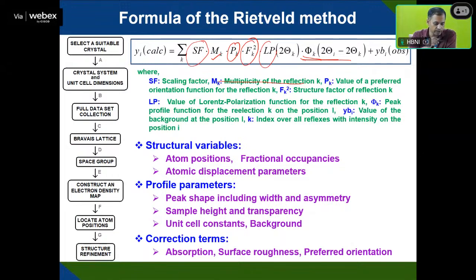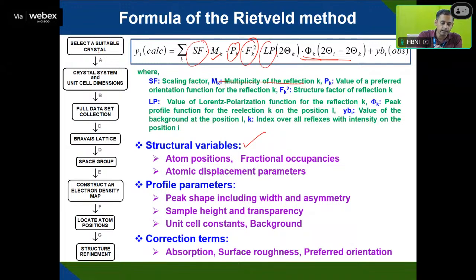After following this analysis, you are able to find the structural variables: atomic positions, fractional occupancies, and atomic displacement parameters. All the structural variables can be determined, as well as profile parameters like peak shape, including width, asymmetry, sample height and transparency, and unit cell constants.